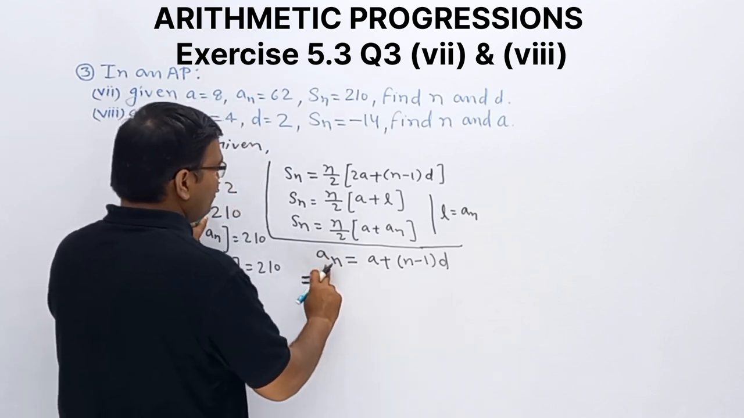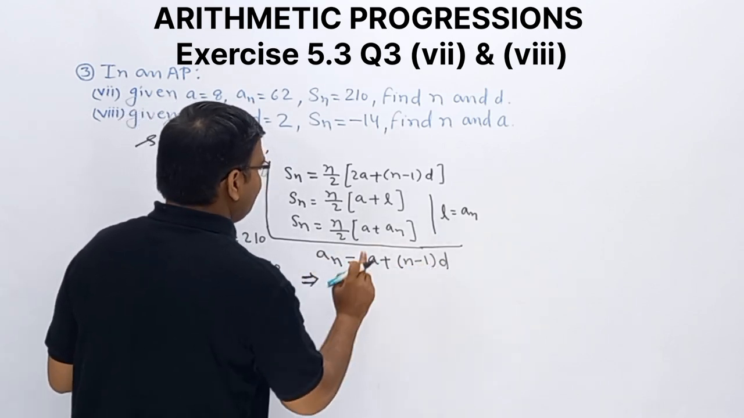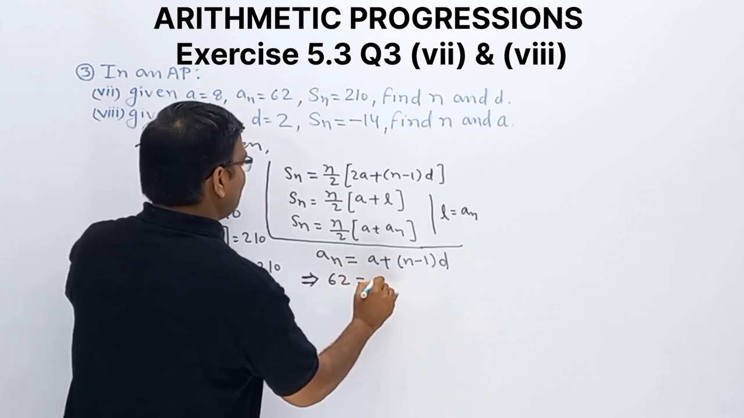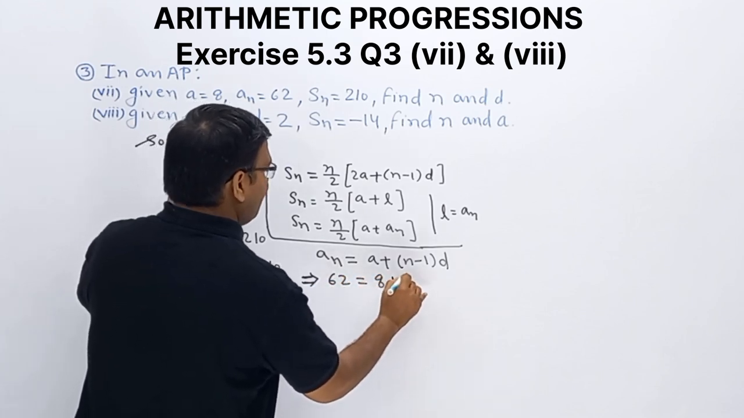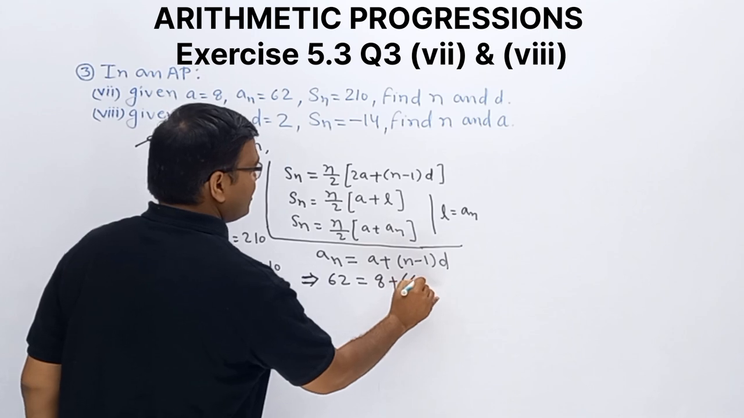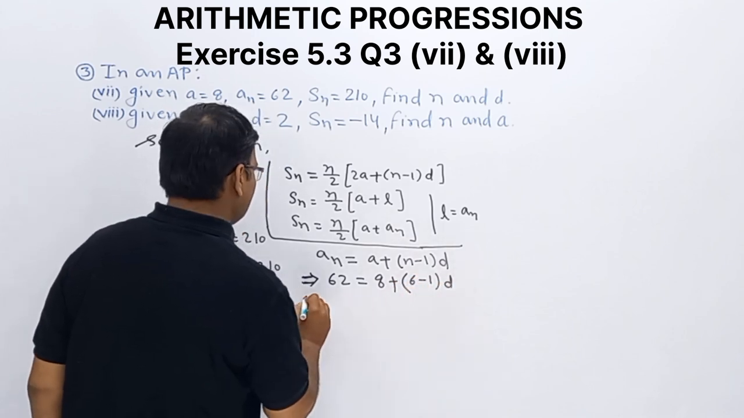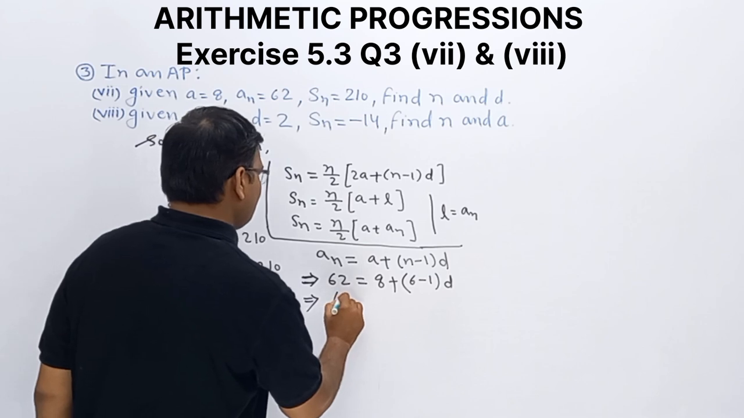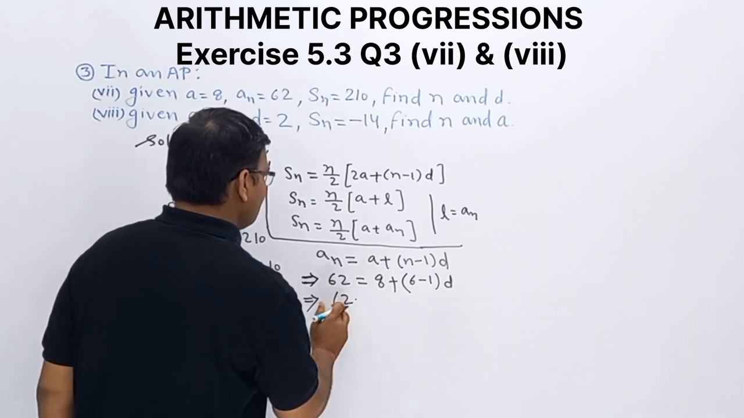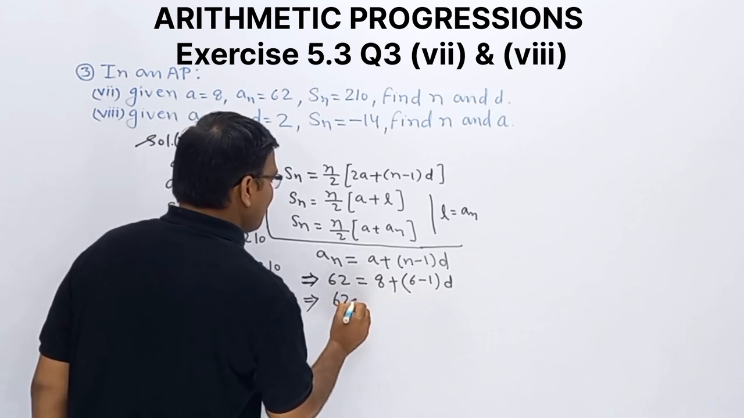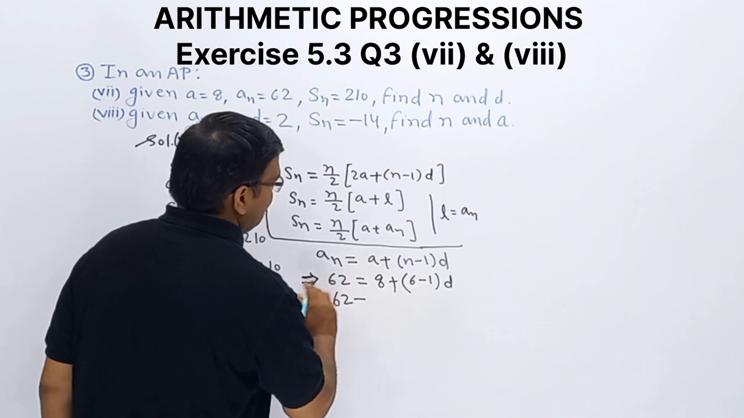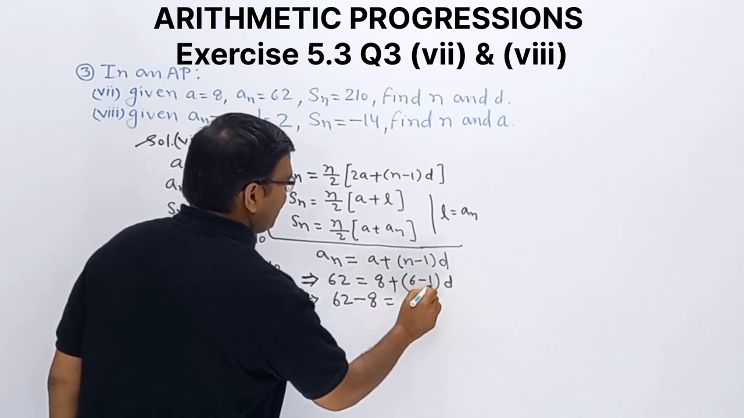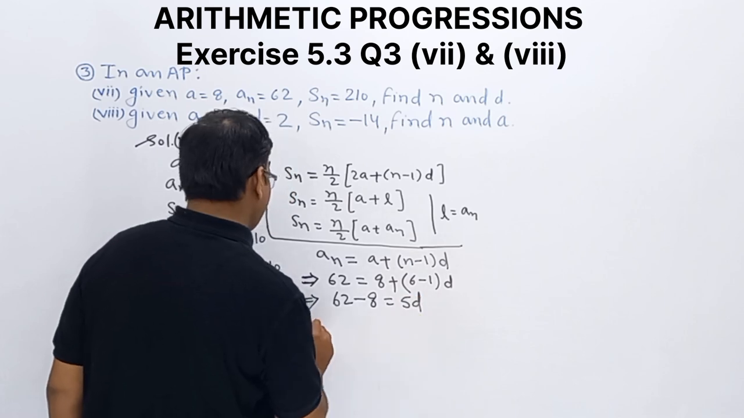Put the values of An, A and n. An is 62, equal to A, which is 8, plus n, which we obtained as 6, minus 1 into D. D we want. Now this can be written as 62 minus 8. I am transposing this towards the left, then this will be negative, equal to 6 minus 1, which will be 5D.